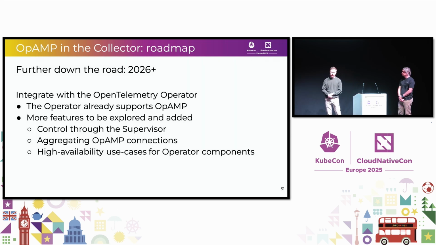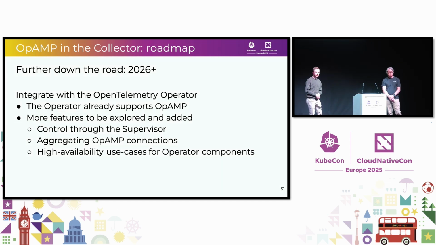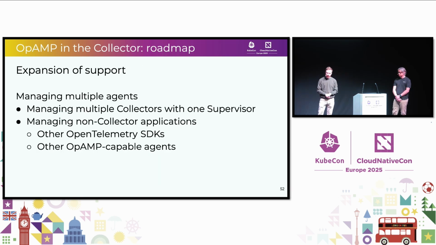Further down the road, we're looking for more integrations with the operator. The operator already supports OpAMP, but with the help of Jacob Aronoff, we're looking at adding some more features. Jacob will be driving this, but we're looking at taking it to the next level, basically making it more Kubernetes ready. So trying to handle connections at a high scale, high availability, et cetera.